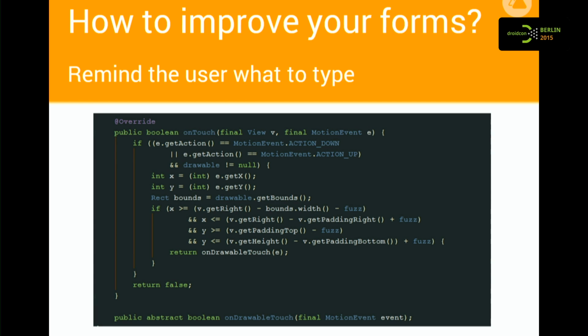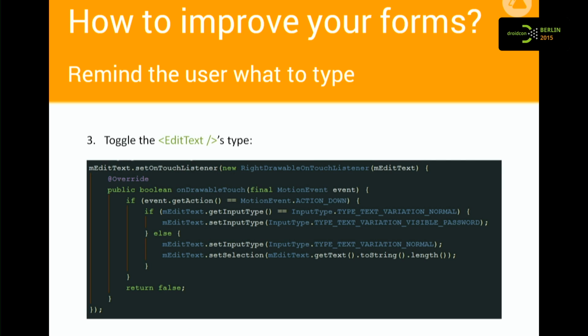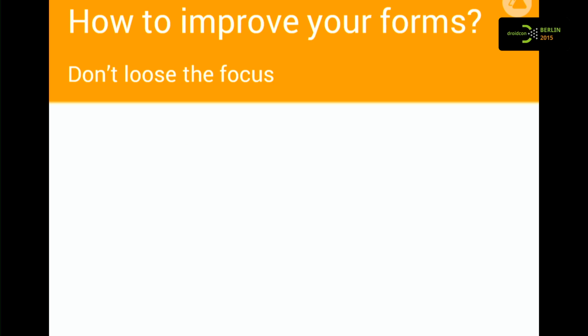And here, when the user touches the screen, you try to see the intersection between the touch event and the bounds of your drawable. And if there is this intersection, you can send a callback to the method here called onDrawableTouch. And in your fragment, you will just toggle the input type of your edit text. You will change it from the normal variation to visible password, and it will change automatically. So this small enhancement can provide a lot of help for your user.